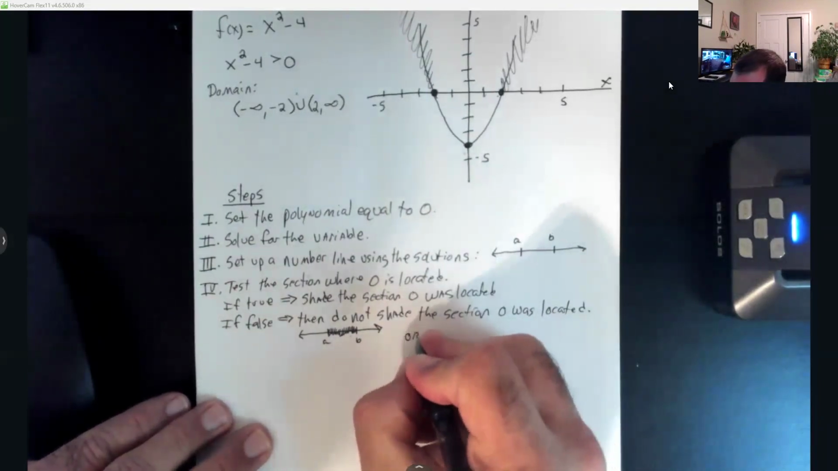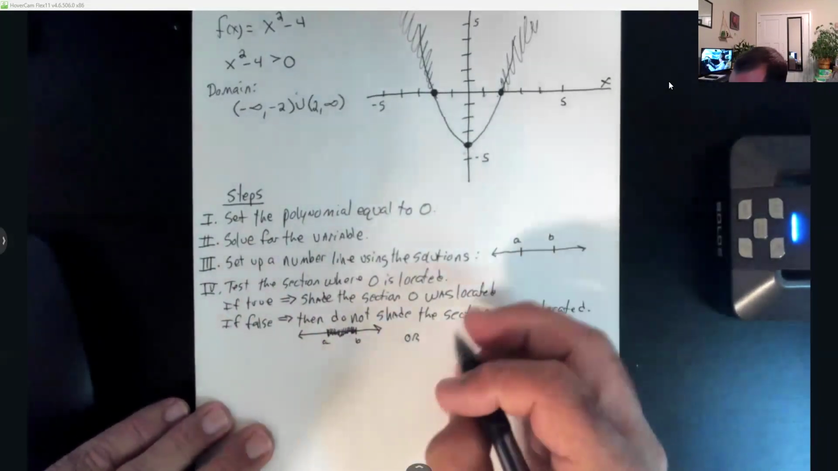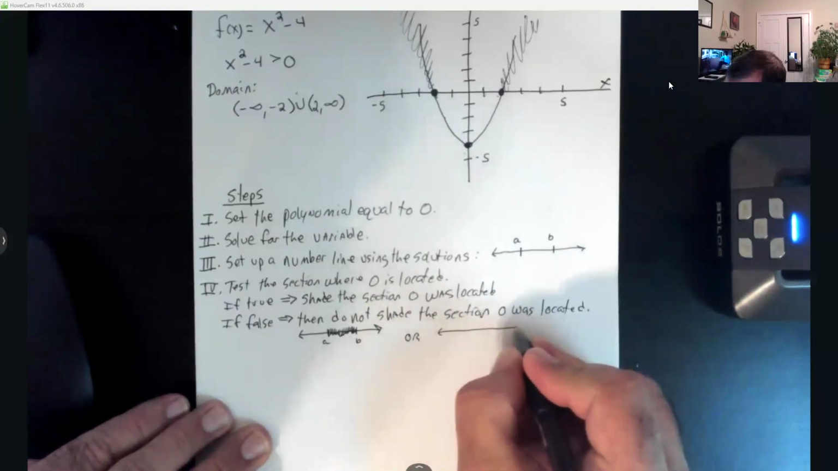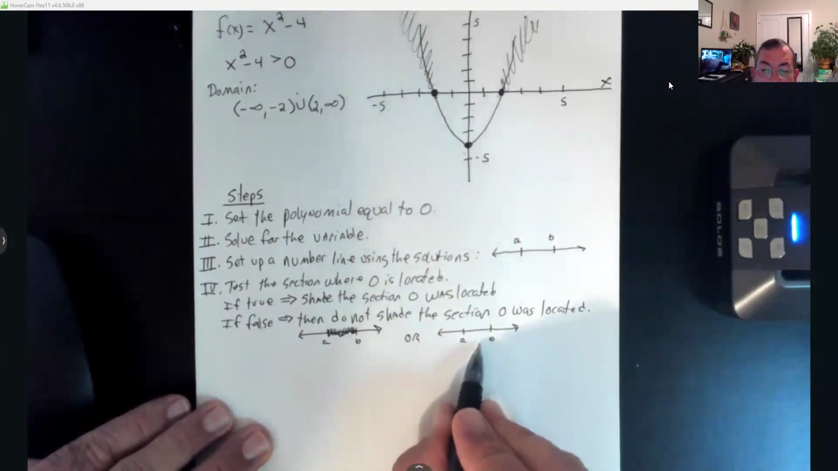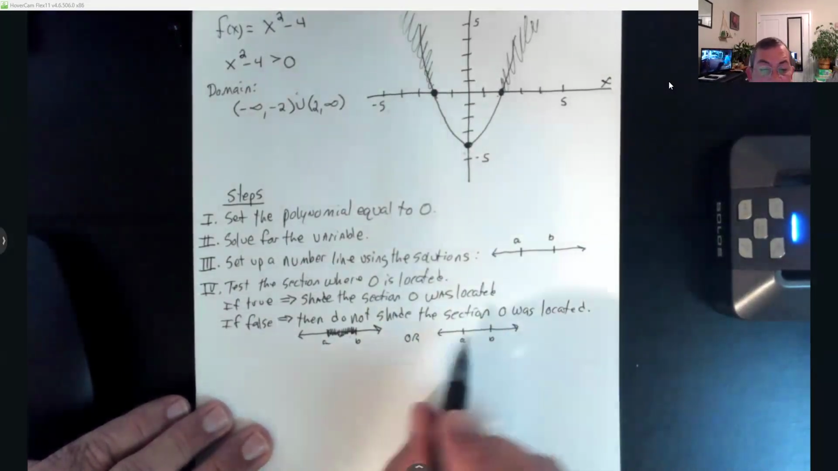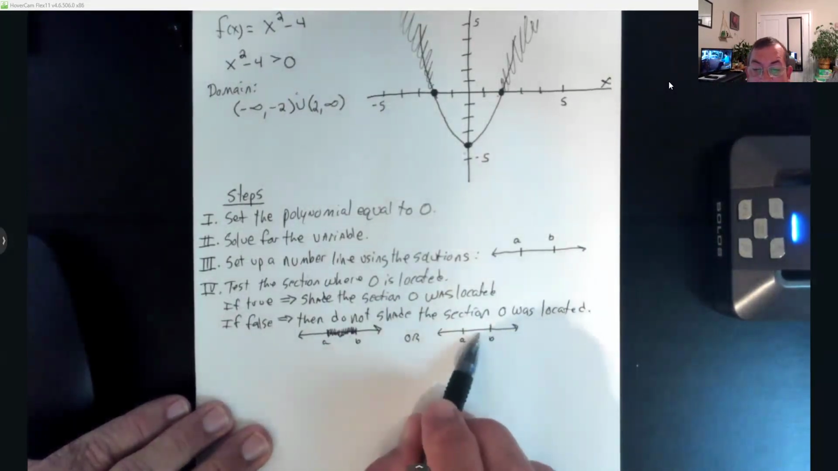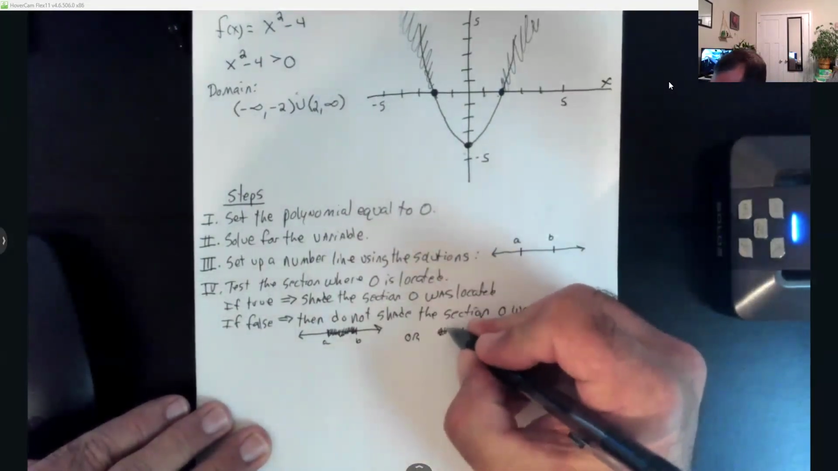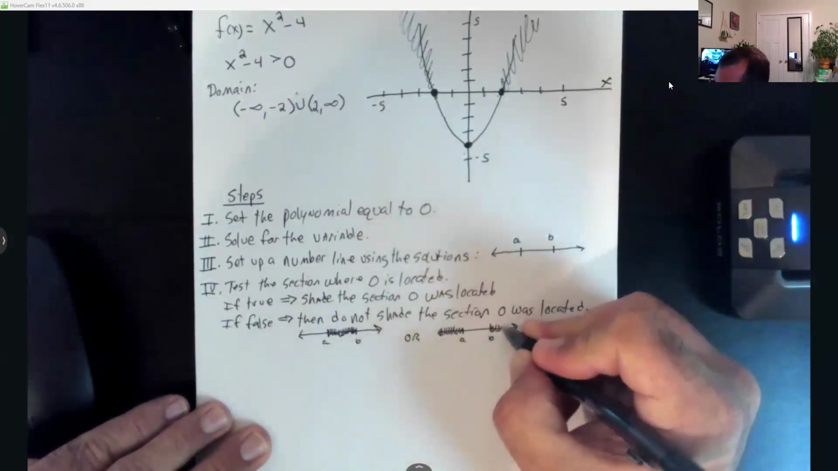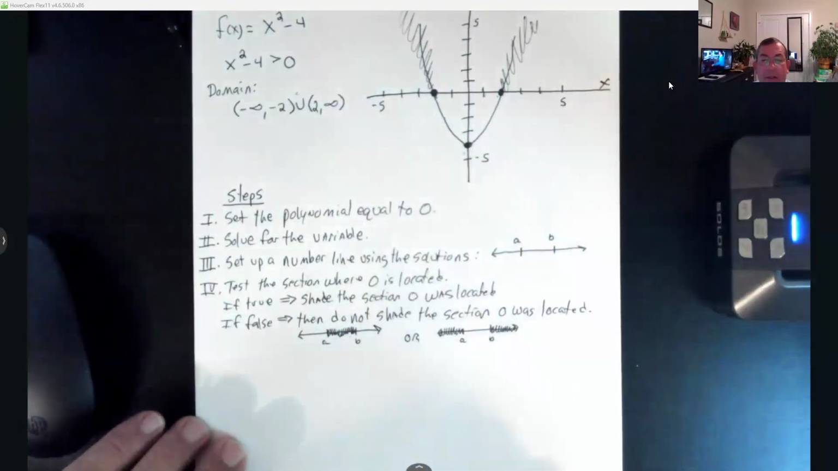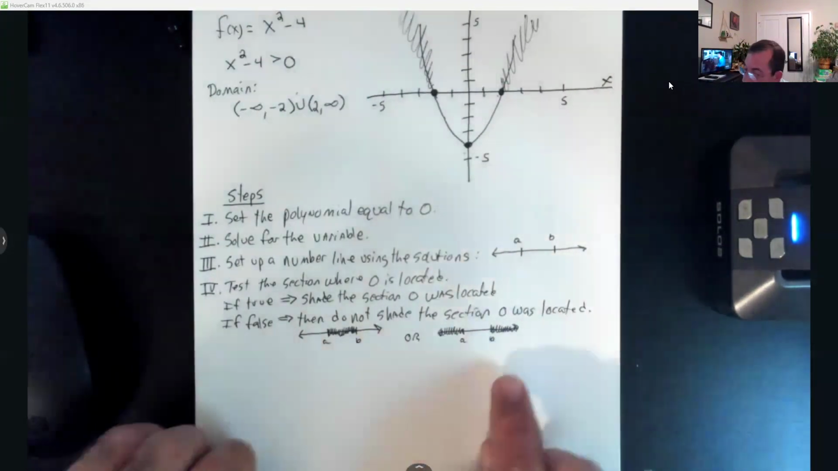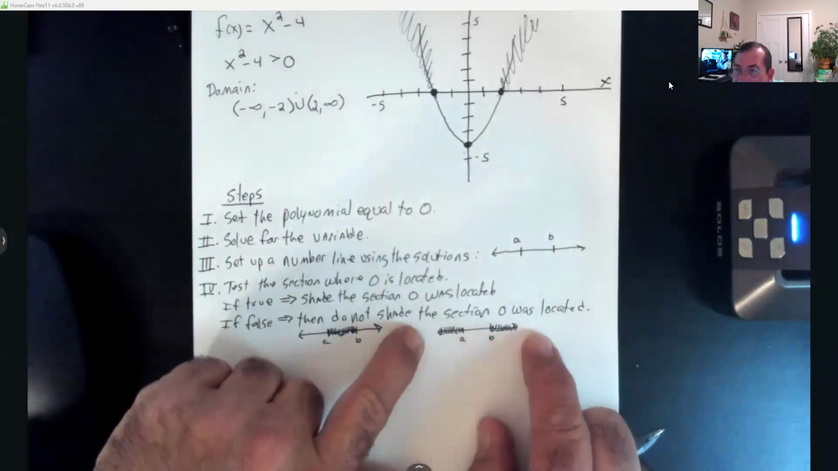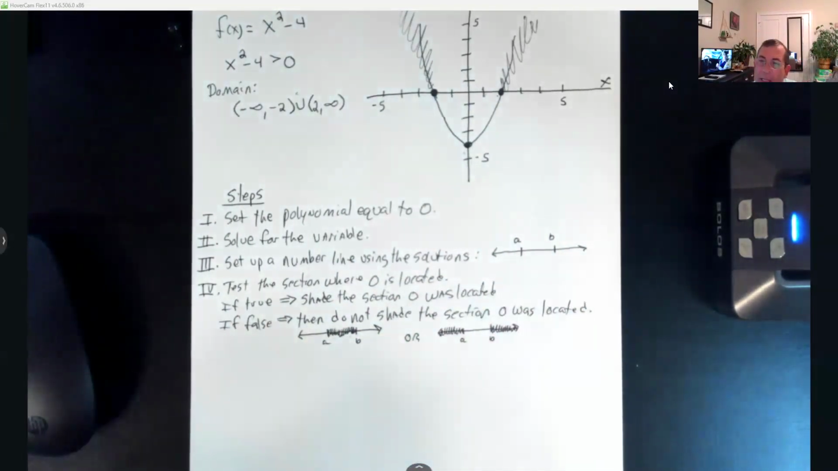Now, if 0 is located between A and B and it's false, and I do not shade the section where 0 was located, that means you're going to be shading the two outer sections. Okay, so these graphs are going to shade in between the two solutions, or they're going to shade outside the two solutions. One case or the other, okay?